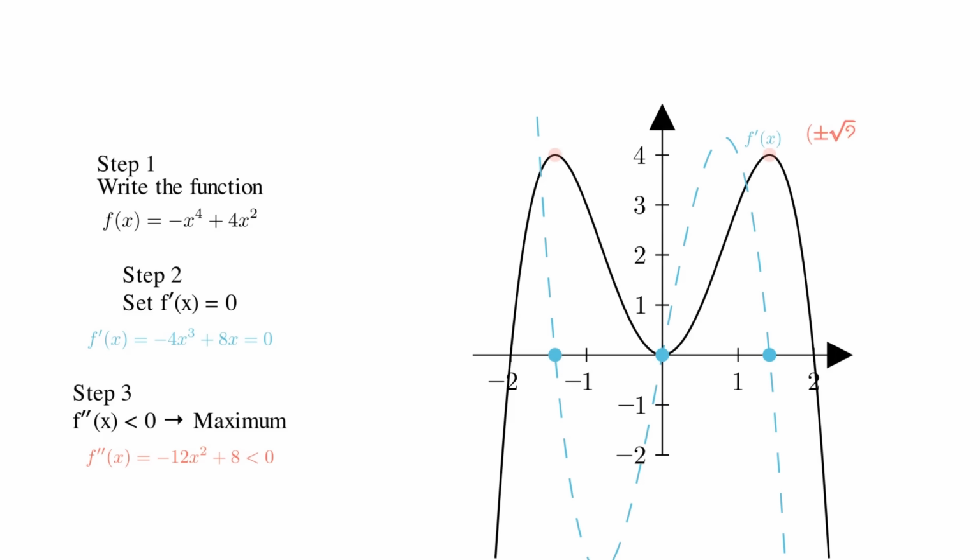Step 1. Write the function you're trying to optimize. Step 2. Take the derivative and set it equal to 0. Those are your critical points. Step 3. Use the first or second derivative test to confirm whether it's a max or a min. If f double prime is negative at that point, it's a max. If it's positive, it's a minimum.